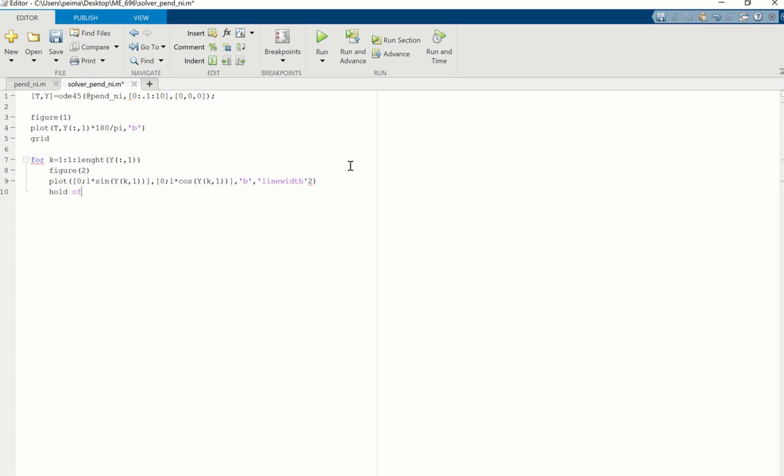I'm gonna say hold off, but grid, and the axis from 0 to 2 and 0 to 2, and the end. Let me see how it looks. But these are in the radians, right? Yeah. Okay. Let me see.